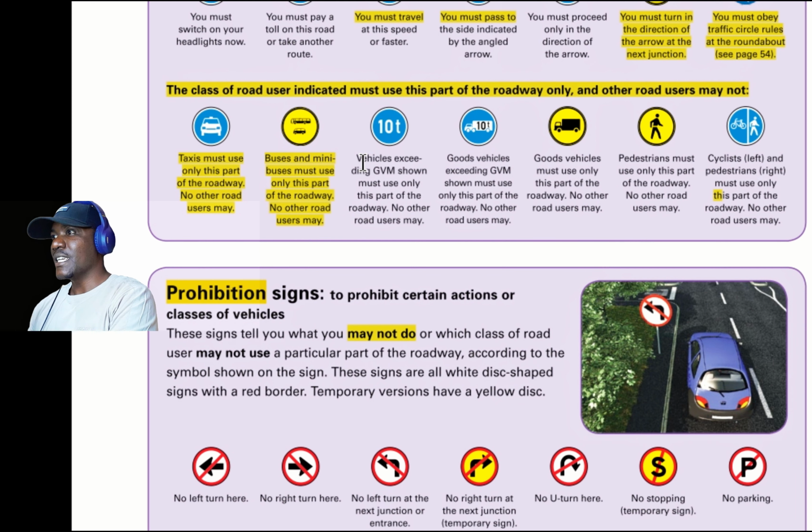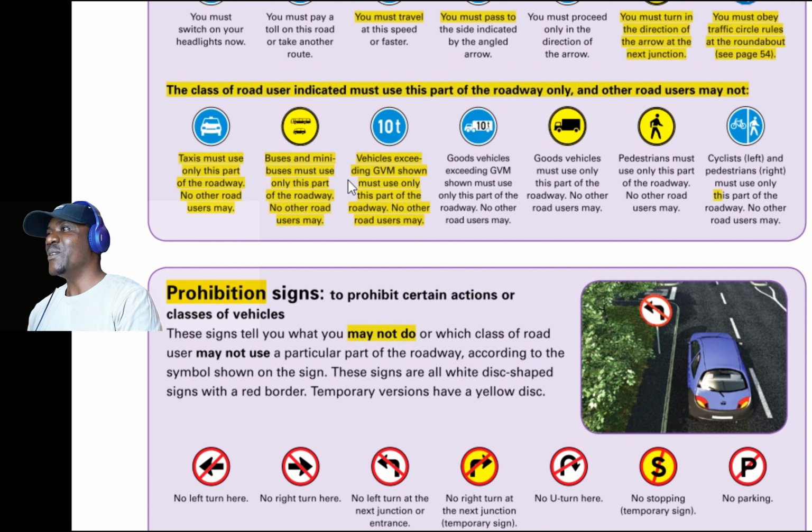So now you see 10 tons. What does it say to us? Vehicle exceeding the GVM shown must use only this part of the roadway. No other road users may. So vehicles exceeding, so that's the minimum, exceeding this GVM shown here on the side. They must only use this part of the roadway.